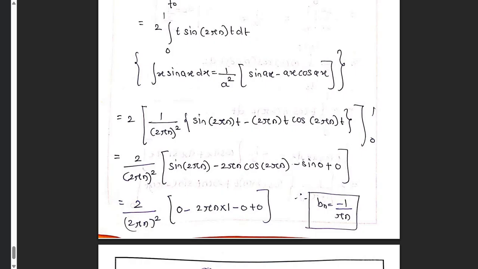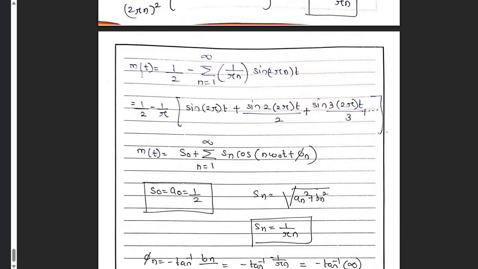So this lower limit when we substitute here and here, sin 0 and 0, so both these terms are not contributing. This term is also not contributing. Only this term is going to give you 2 pi n into 1, and therefore Bn is this 2 pi n, 2 pi n, 2 will get cancelled, 1 will get cancelled. Resultant is coming out to be minus 1 upon pi n.